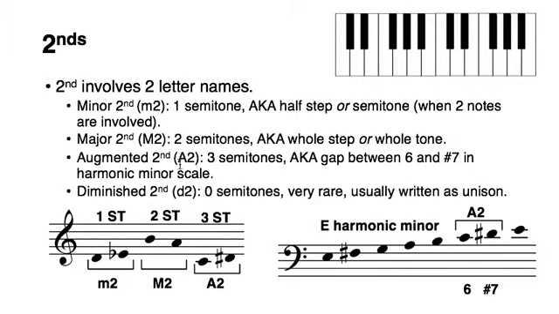An augmented second, you can see uppercase A2, contains three semitones, right? Two letter names, three semitones. I've put an example here for you. C to D, that's two letter names, but C to D sharp, still two letter names, contains three semitones, right? C to C sharp 1, C sharp to D 2, D to D sharp 3.